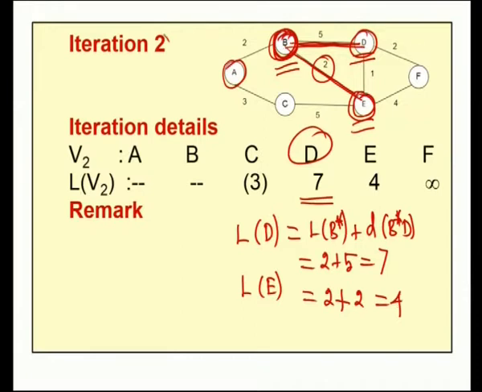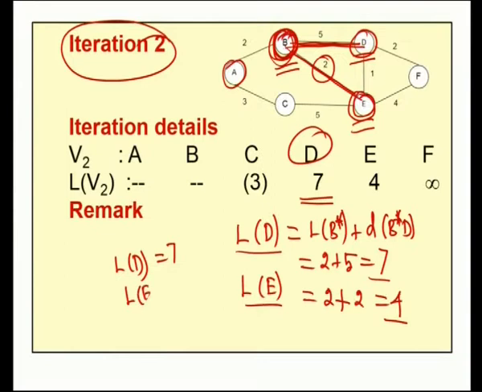Therefore, in iteration 2, for the node B, the adjacent vertices are D and E. L of D value is 7, L of E value is 4. Now, in this iteration, the node L of D has value 7 and L of E has the value 4.